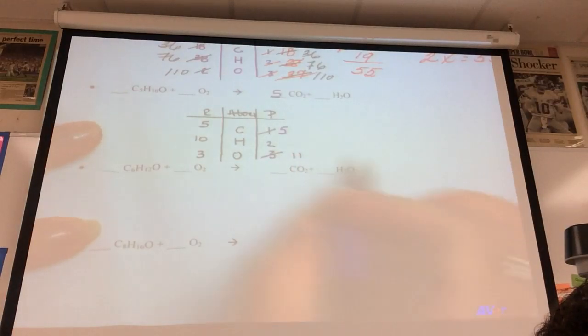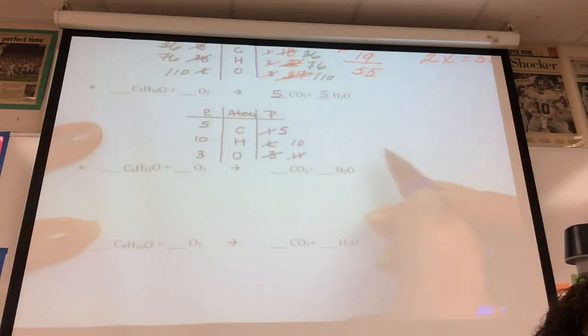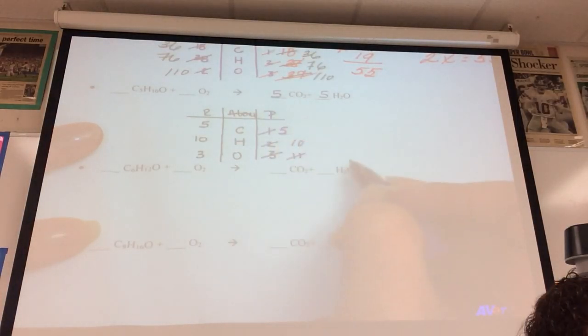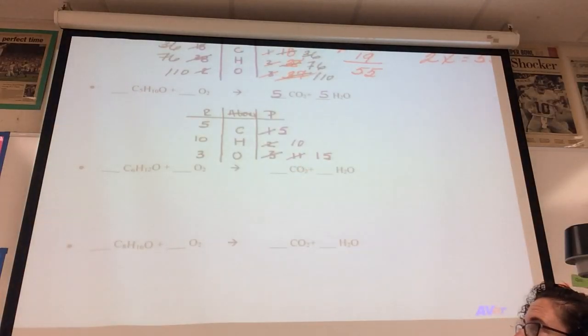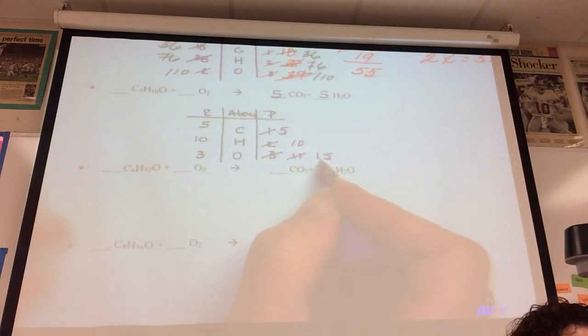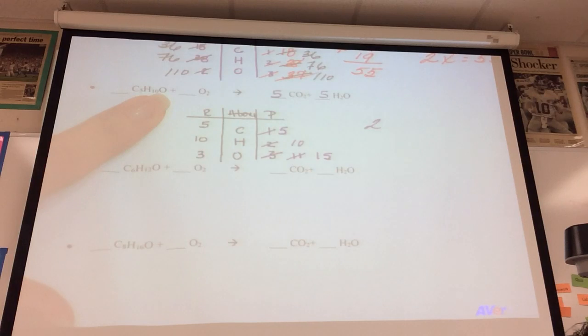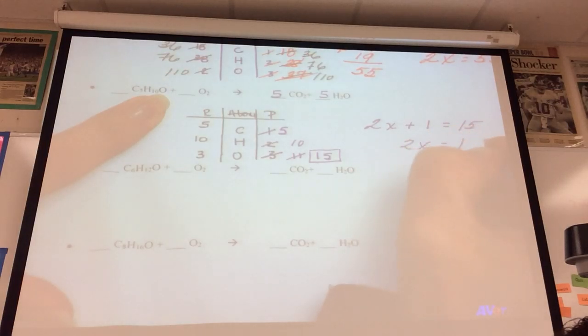Good job. All right, H's, we've got 10 on the left. What do we put in front of the water? And Will, what's our O count? I got it. He can do it. It is 15. You got it. Good job. All right, here's the key difference. Previously, we were doing 2x is equal to this total. But don't forget about that O. Not 3x, because they're not all together and the x represents the coefficient. Be careful. How about 2x plus 1 is equal to 15? 2x is equal to 14, and x is equal to 7.